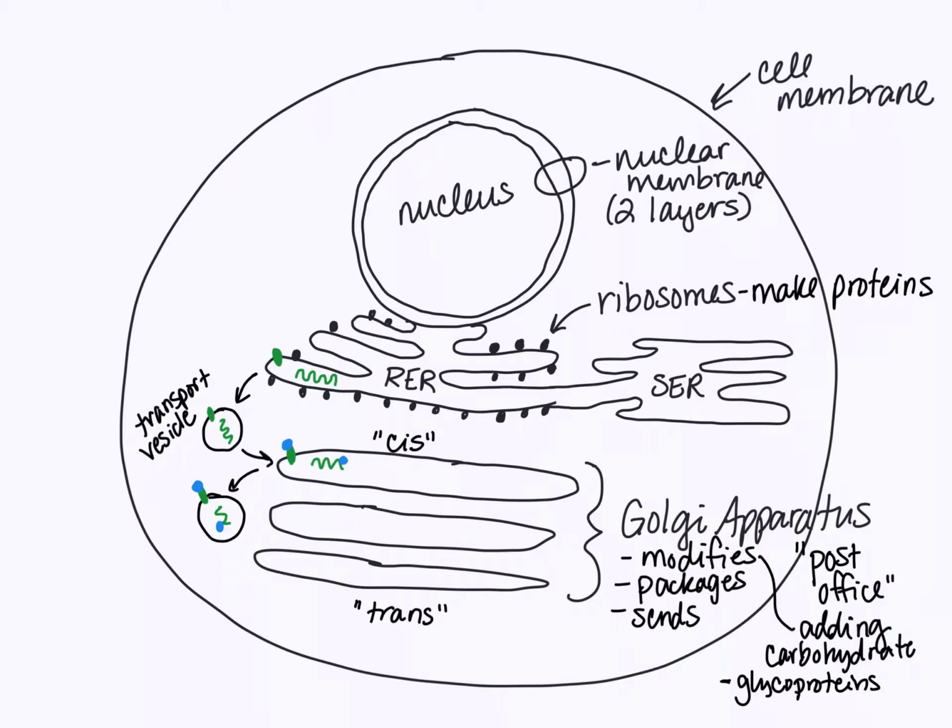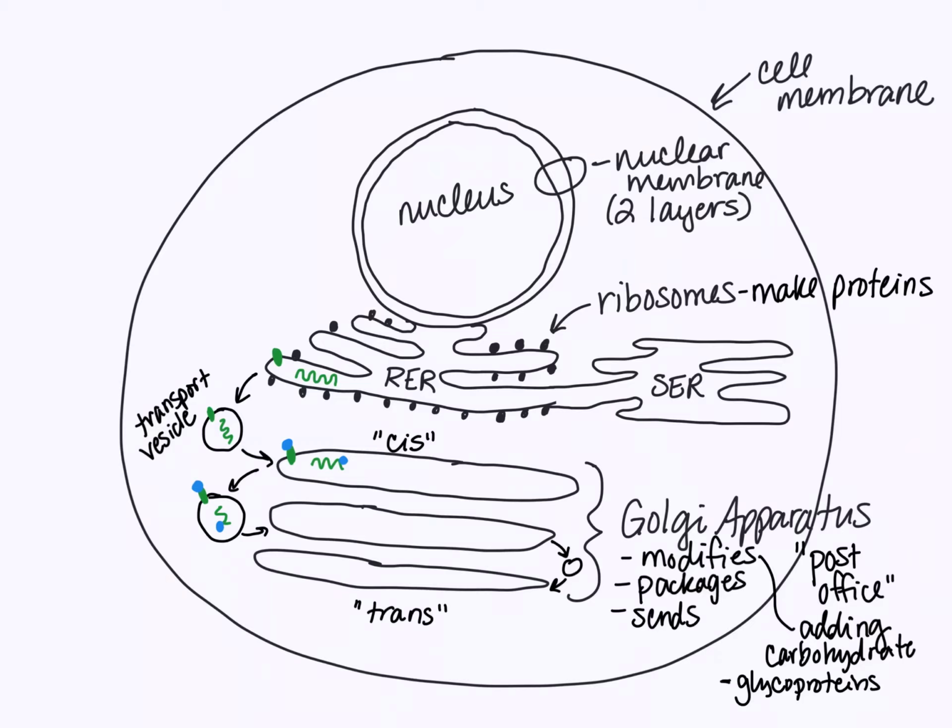So we can draw another transport vesicle transporting that modified protein into the next stack. And then this continues kind of all the way down. So ultimately, we would end up with another transport vesicle transporting that to the final stack of the Golgi apparatus. Now, the Golgi apparatus can also receive these transport vesicles from the smooth endoplasmic reticulum.